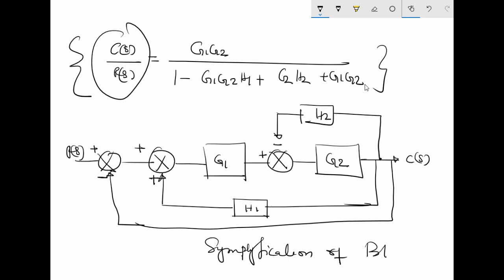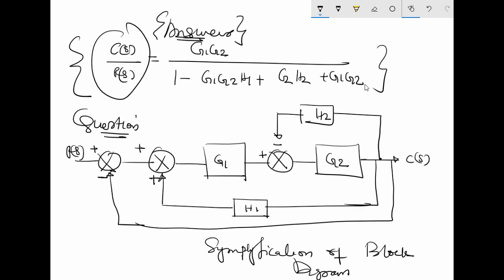Of block diagram. So this was my question, and this is my answer. So very clearly solved. You can cross validate that, and if there are any comments or any query regarding the answer, then you can email me or comment.